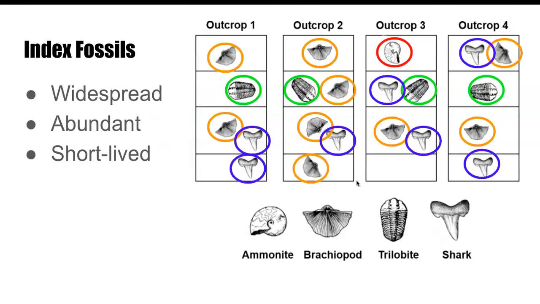This shows the distribution of all of these fossils, and again, it just highlights that the trilobite is the best example of an index fossil because it's showing up in all 4 outcrops, but only in 1 layer, 1 period of time.